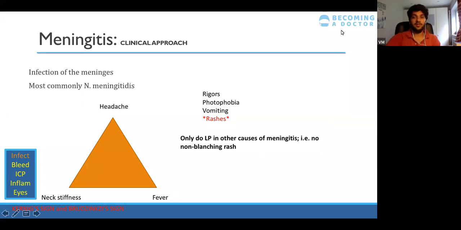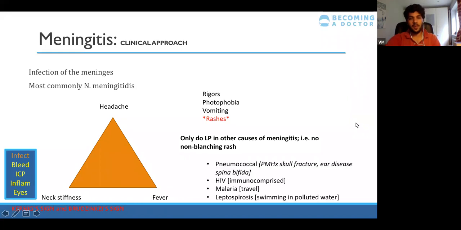as to what kind of bacteria or virus is causing this. So these are just some examples. If, in the history of headache, neck stiffness and fever, they also might have a previous history of a skull fracture, ear disease or occult neurological disorder like spina bifida, you're more likely to think that this is meningitis, like infection of meninges, caused by a pneumococcus.